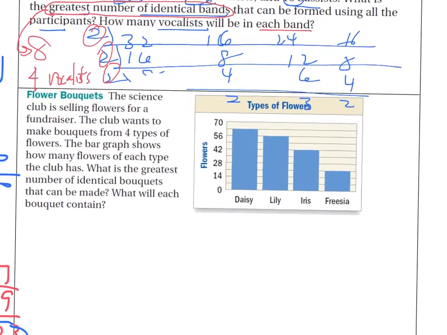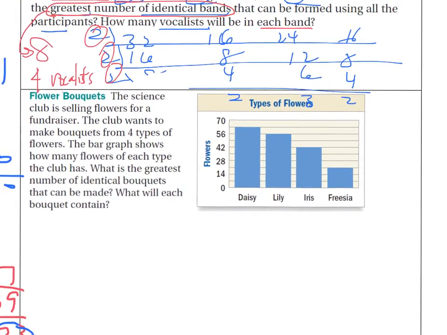Flower bouquets. The Science Club is selling flowers for a fundraiser. The club wants to make bouquets from 4 types of flowers. The bar graph shows how many flowers of each type the club has. What is the greatest? Okay, this key word right here. What is the greatest number of identical bouquets that can be made? And what will each bouquet contain? Okay, let's look at the bar graph here.